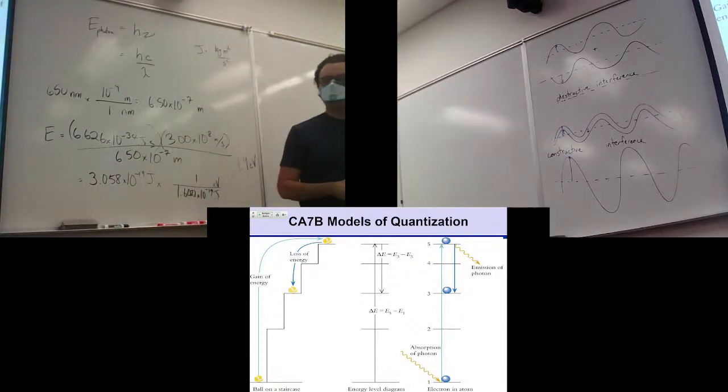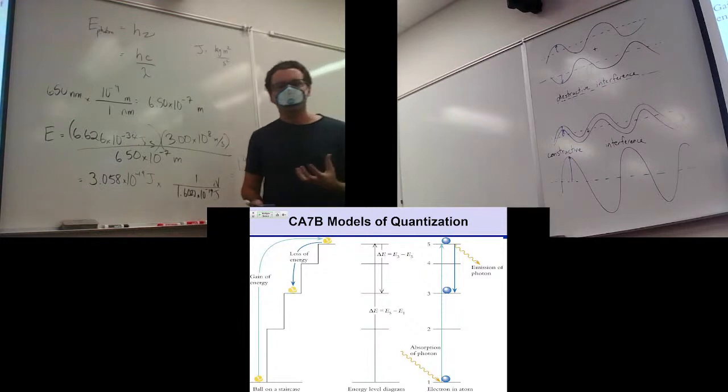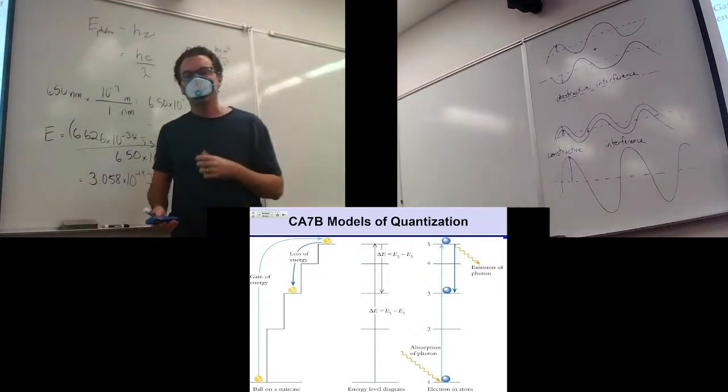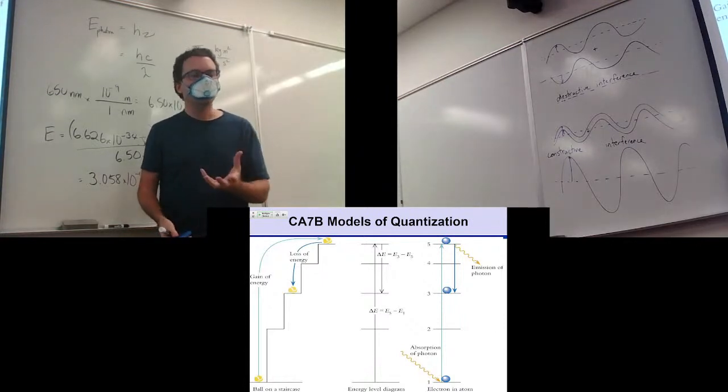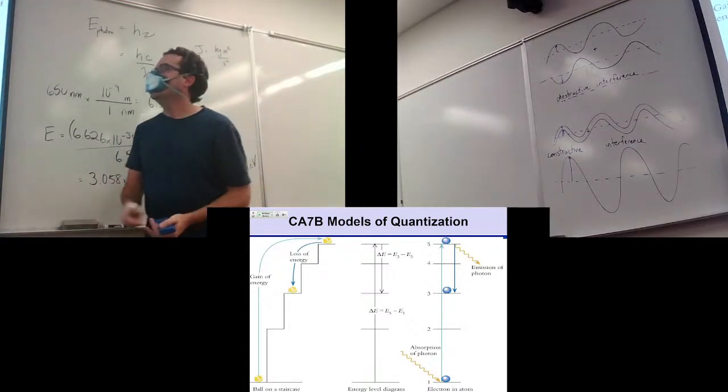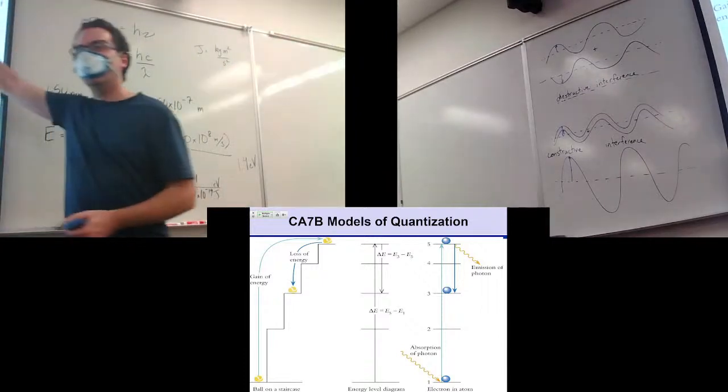Okay? There's a law of conservation of energy, just like there's a law of conservation of mass. When the atom wants to get rid of that energy, it has to get rid of it somehow. It doesn't just go away. So it's going to release that energy in the form of a photon.